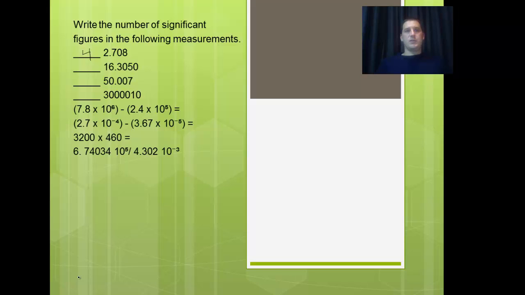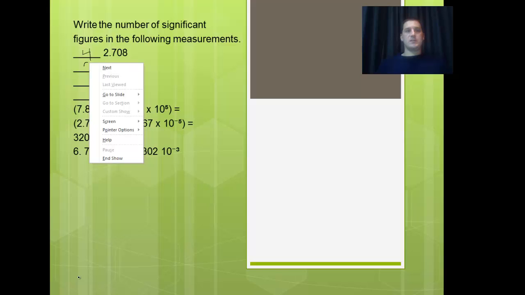16.3050. Well, okay, so we have a number before our 0. So we have a 0 sandwiched between a 3 and a 5. So that 0 is going to be significant. This 0 is also going to be significant because it is a trailing 0 after a decimal, and those are always going to be significant because there is a number before it. So you have six significant digits in that number.